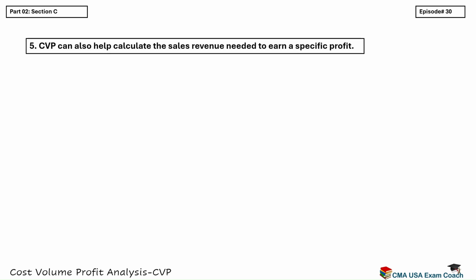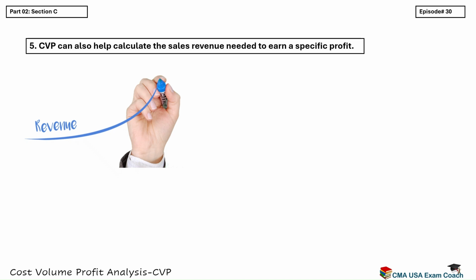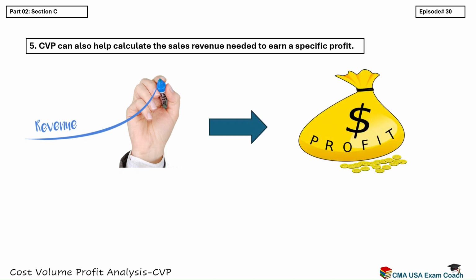Next, CVP can also help calculate the sales revenue needed to earn a specific profit. Sometimes, instead of asking how many units to sell, you might want to know how much total revenue you need to generate to reach a profit target. CVP lets you calculate that too. So, if your goal is to earn $100,000, you can figure out how much total sales you need, based on your cost structure.